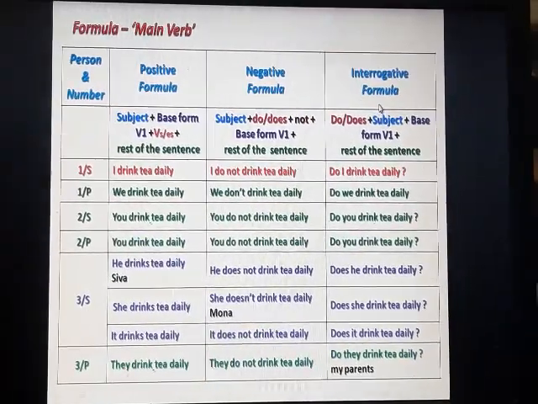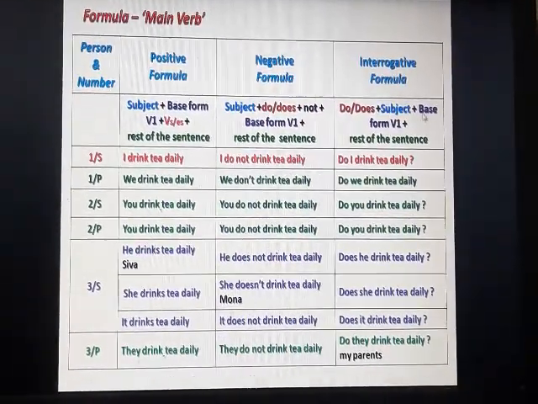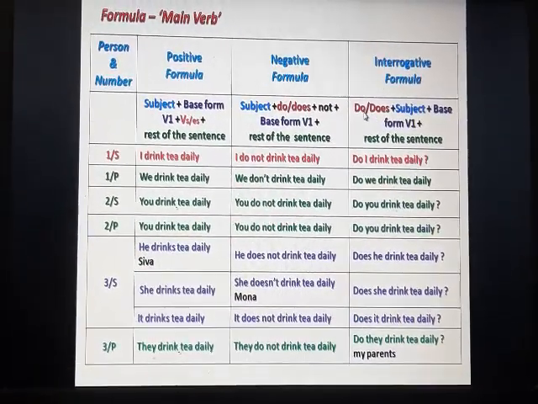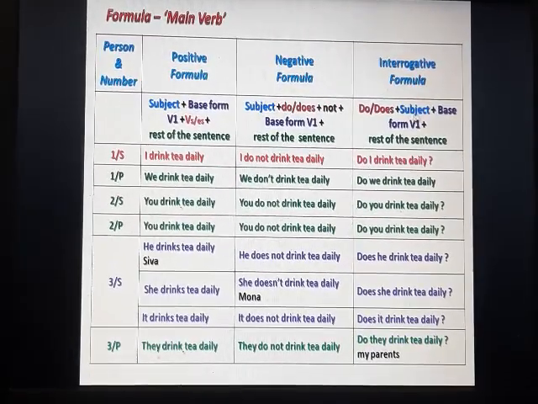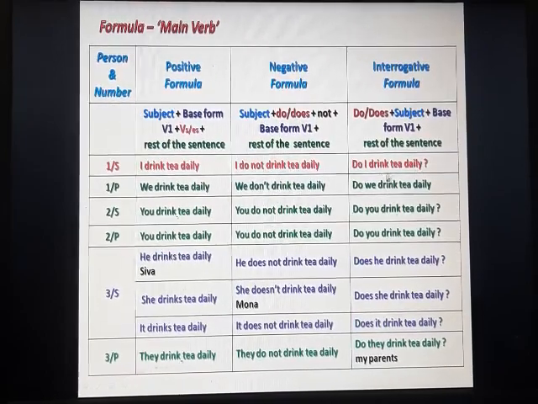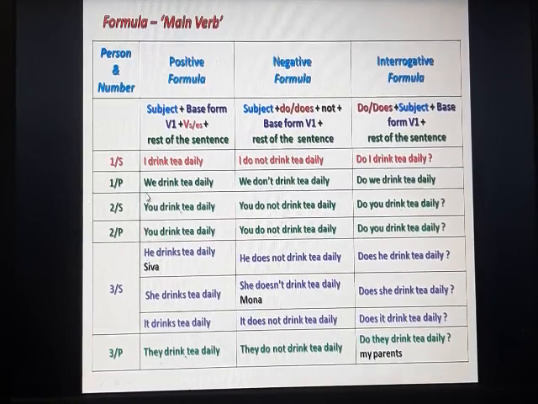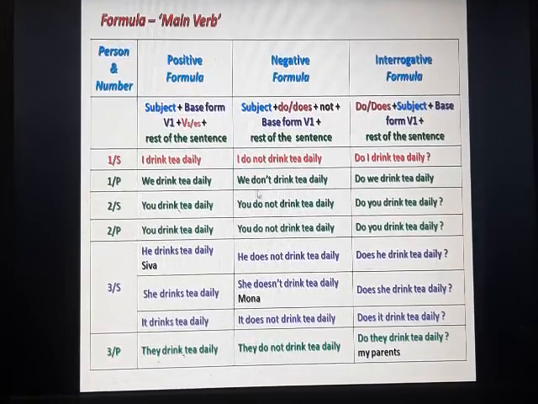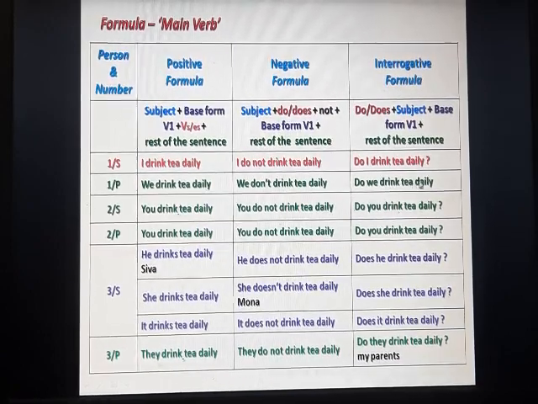Now in the interrogative form, it is do, does plus subject plus base form V1 plus rest of the sentence. So we bring the auxiliary do here in the front of the subject I. Then we have the main verb drink. Then tea daily. Do I drink tea daily? Now in the first person plural, we drink tea daily. Negative, we don't drink tea daily. Interrogative, do we drink tea daily?